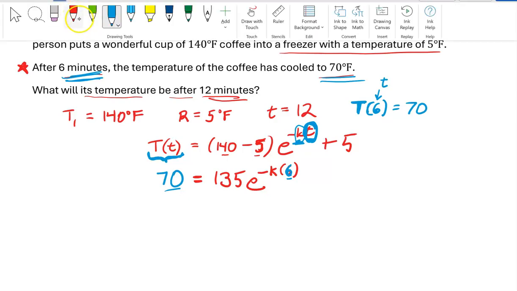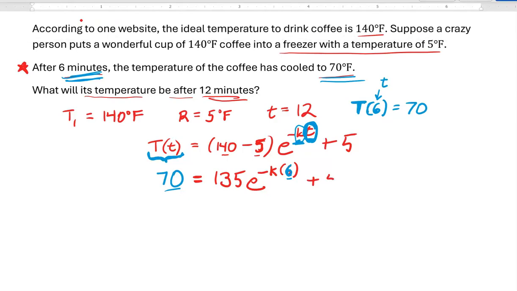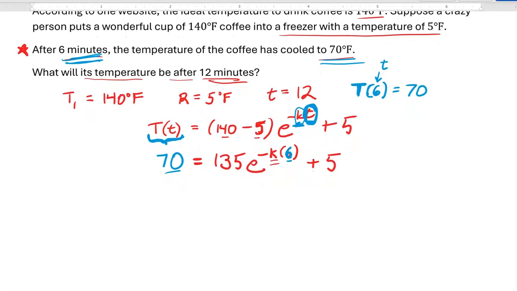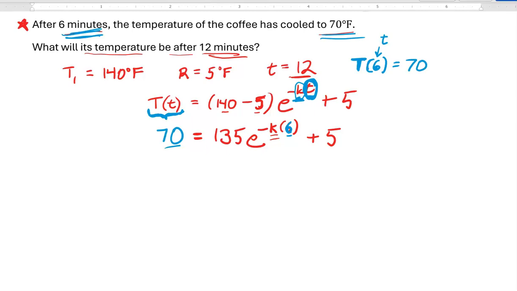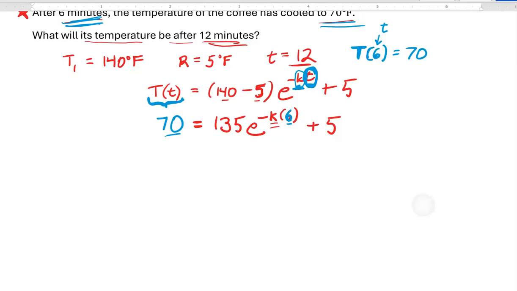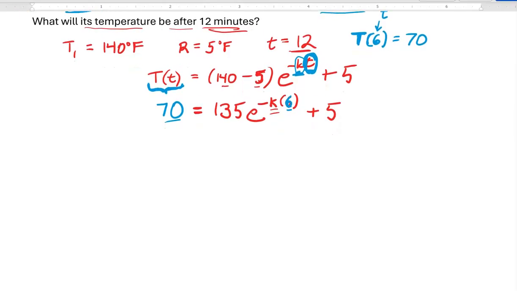All right, so they had to give us that extra little bit of information, and my plus 5 here, because now we have an equation where the only unknown is the K. And like I said, we're going to have to work out the K first before I can finally answer the question using the 12-minute time. So this is a two-step process here. First, we're going to have to use that 6-minute temperature to work out the K, and then I can find the temperature at 12 minutes. So here we go, solving for the K.